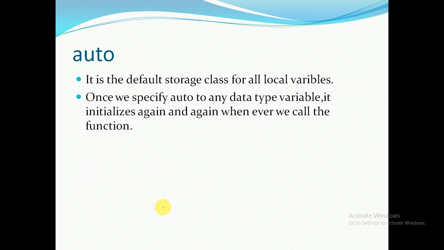First, auto. It is the default storage class for all local variables. That means auto will work only for the local variables. Local variables are nothing but what? For example, in the main function I am writing int a. So this a is a local variable to the main function. So this a will work only in the main function.